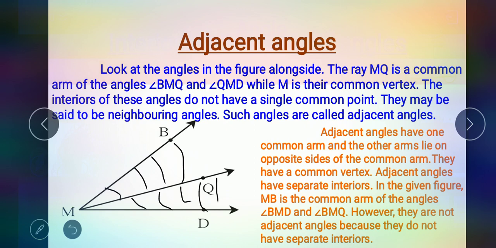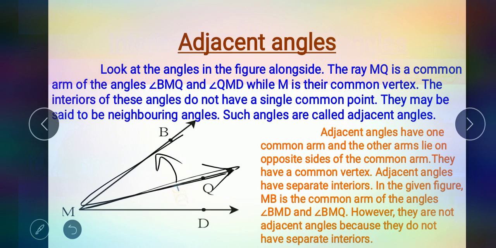Now they may be said to be neighboring angles, or such angles are called adjacent angles, students. So you will remember how to check whether angles are adjacent. Adjacent angles have one common arm, and the other arms lie on the opposite sides of the common arm. You can see the other arm of angle BMQ is on the opposite side, students.